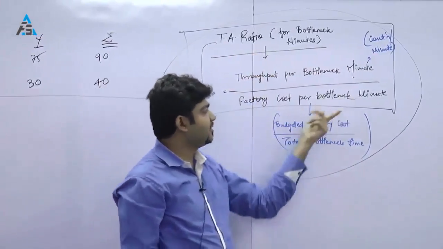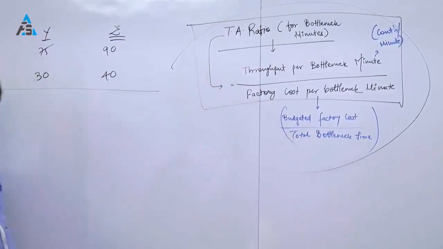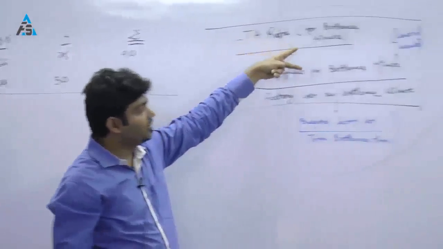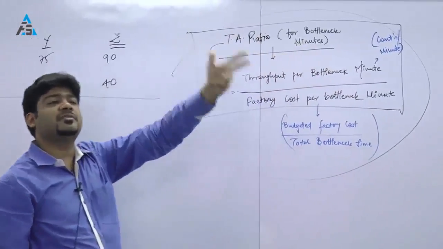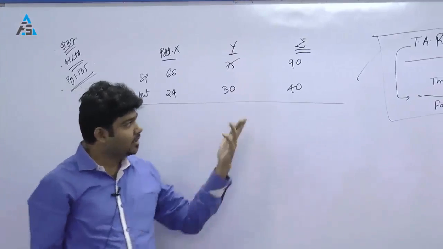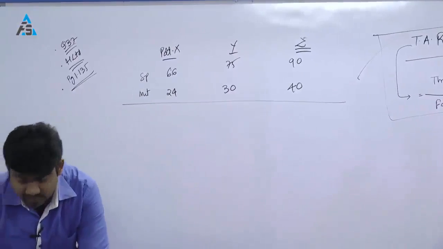Then factory cost per bottleneck minute. How do you calculate that? It is budgeted factory cost divided by total bottleneck time. That will give you factory cost per bottleneck minute. This will then give you your TA ratio. Whichever has the highest TA ratio will again be given the highest ranking. So that's how this whole thing will work when the bottleneck is given in terms of minutes.